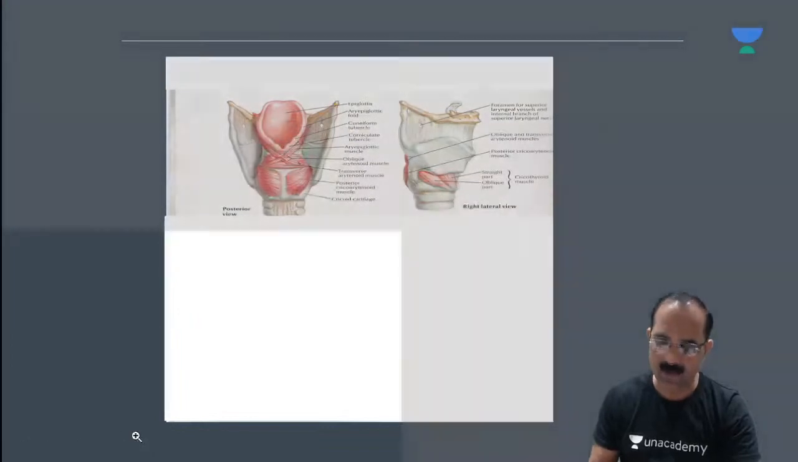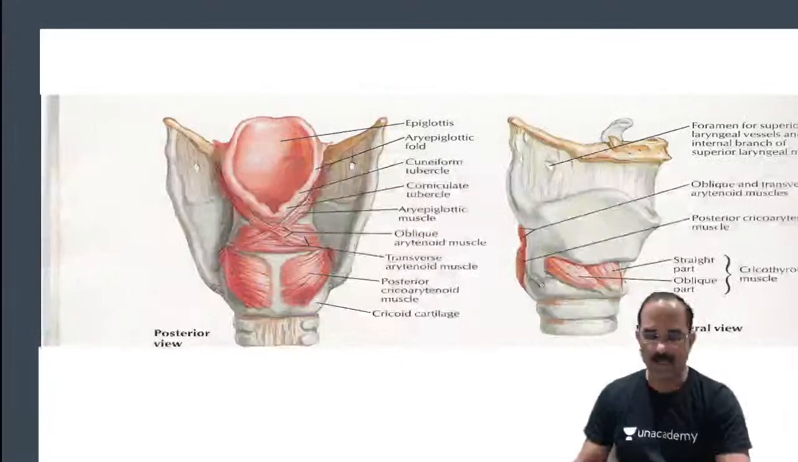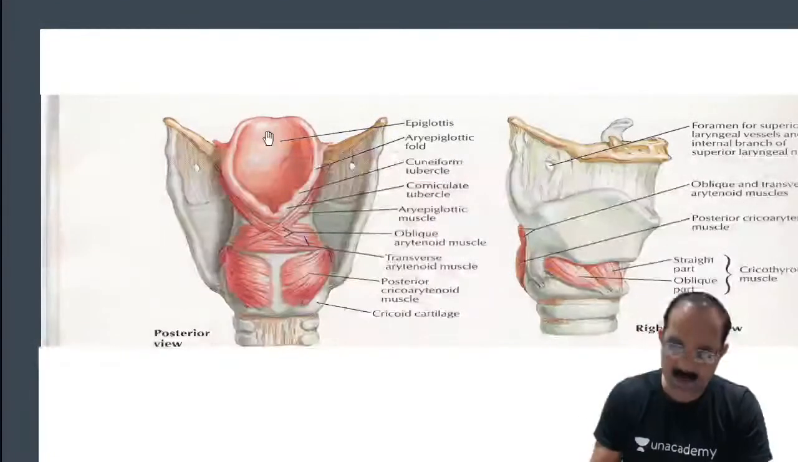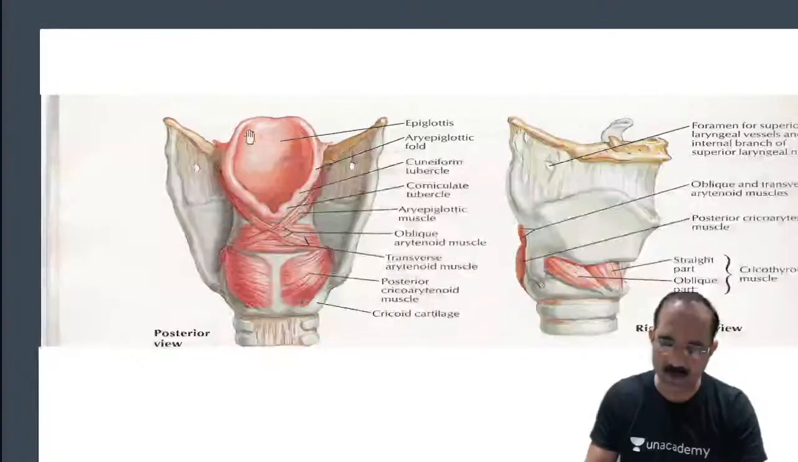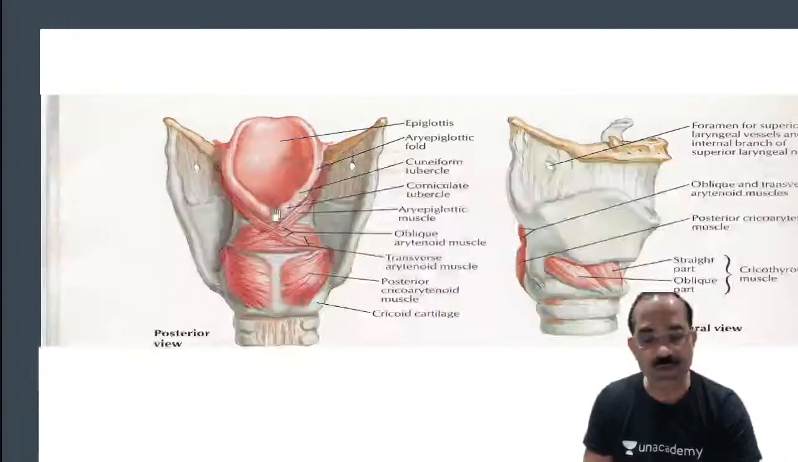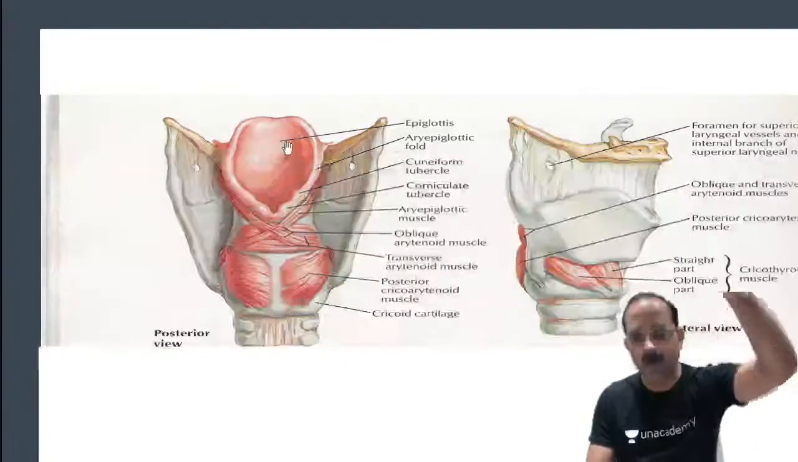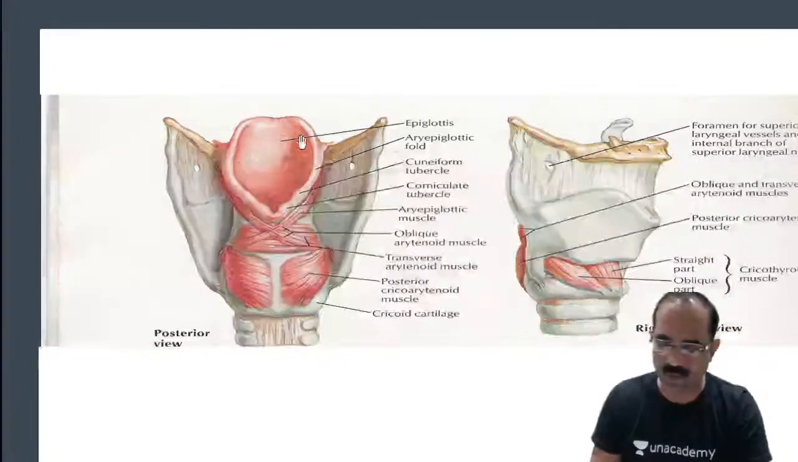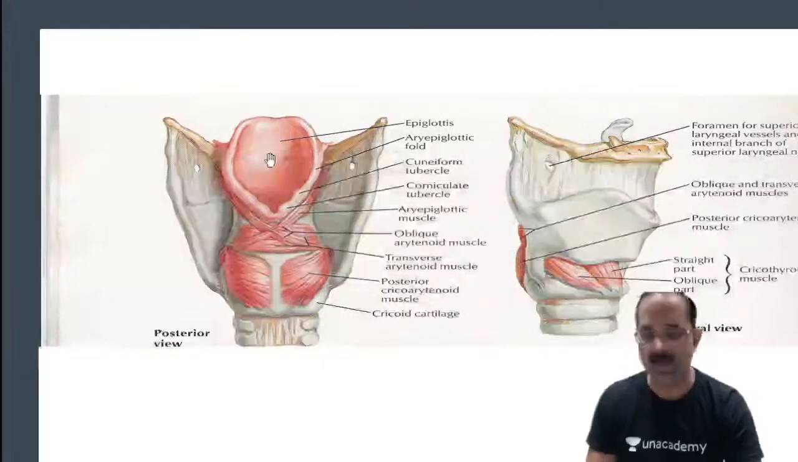If you can answer this. Look at this slide and tell me, what is this now? This is the epiglottis, correct? What are these folds here, students? These are the aryepiglottic folds. So what is this? This is the inlet of the larynx. So that's the epiglottis, these are the aryepiglottic folds, and this becomes the inlet of the larynx.